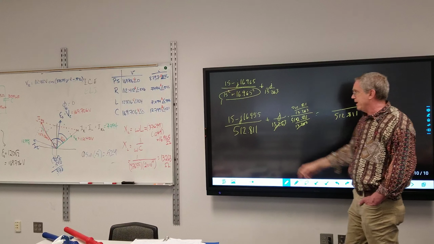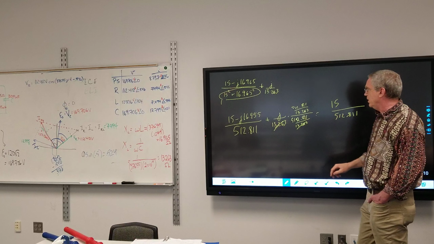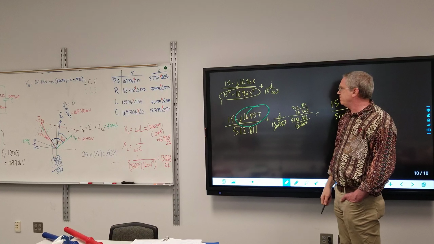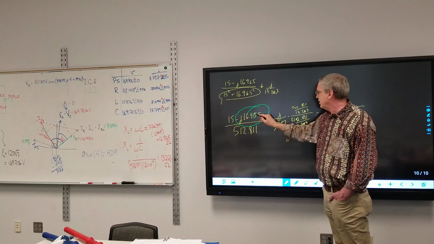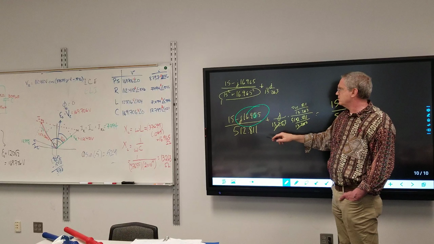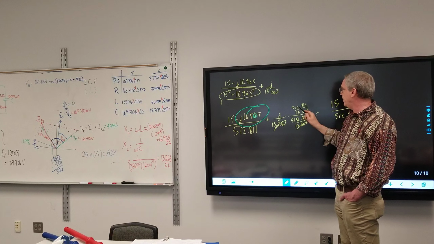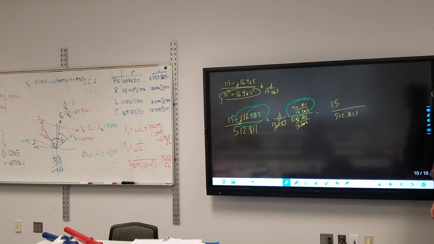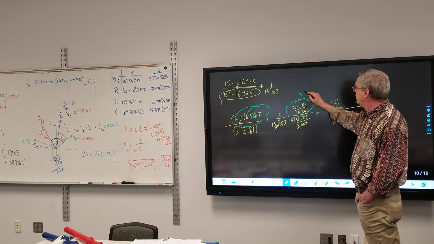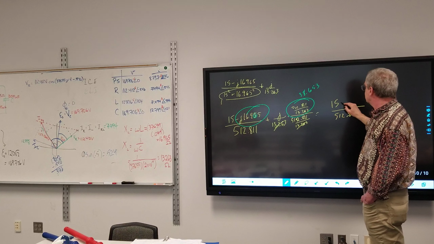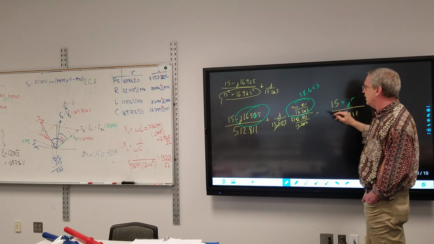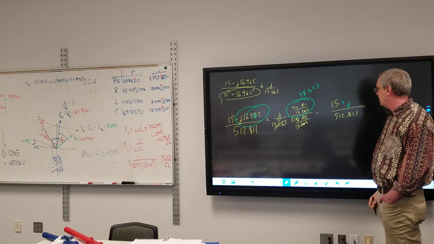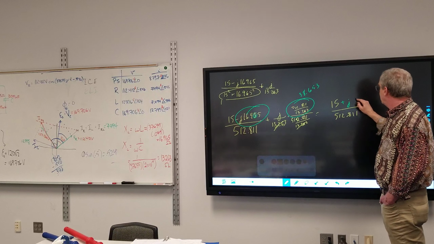And in the numerator, I got 15. And then I've got this negative 16.965 j plus whatever that is, j. Well, I think that is 38.653, so together 55.618. That's negative, that's positive. 21.688.